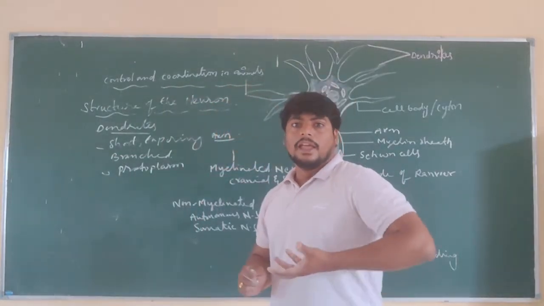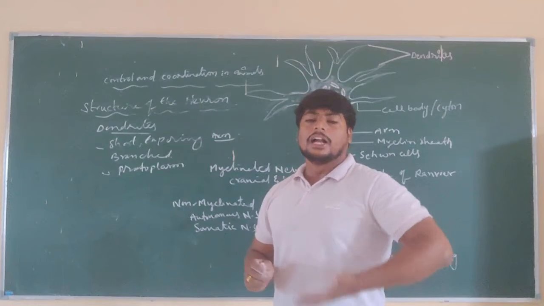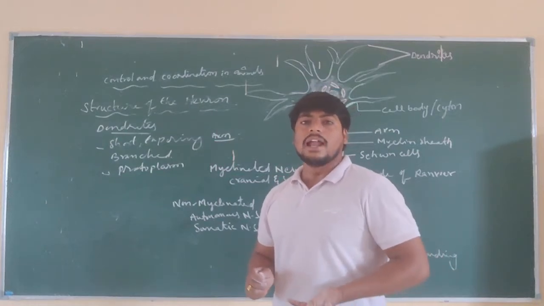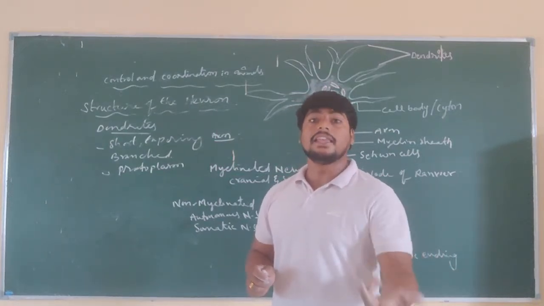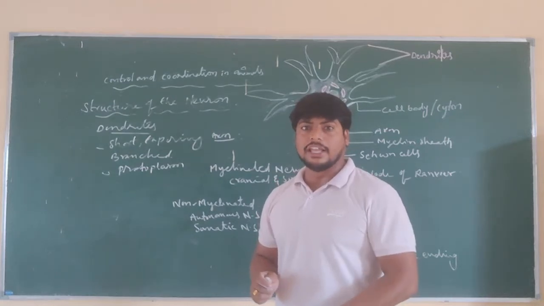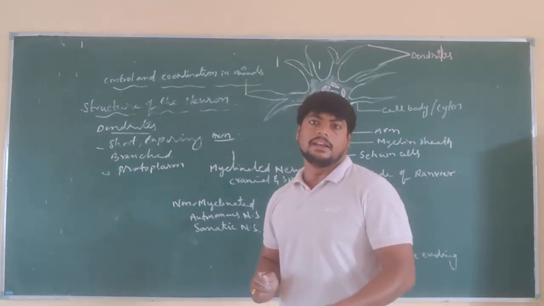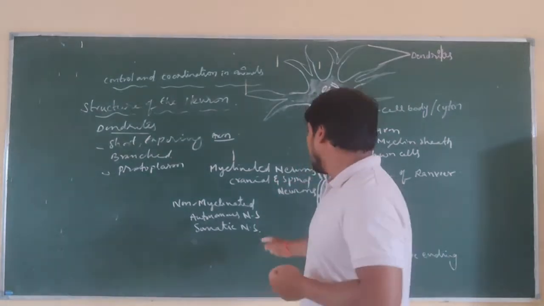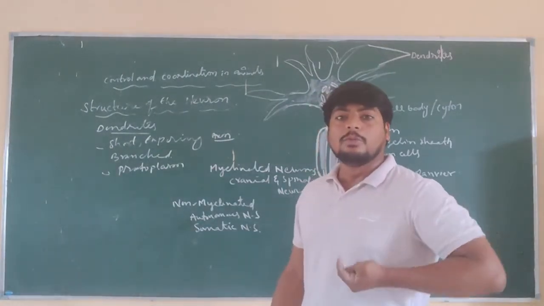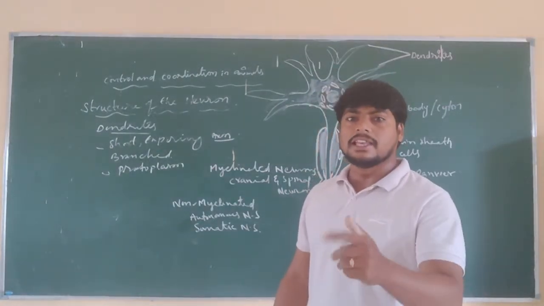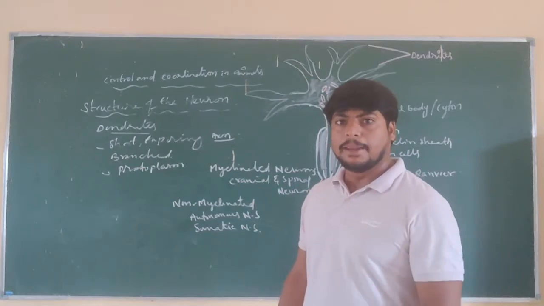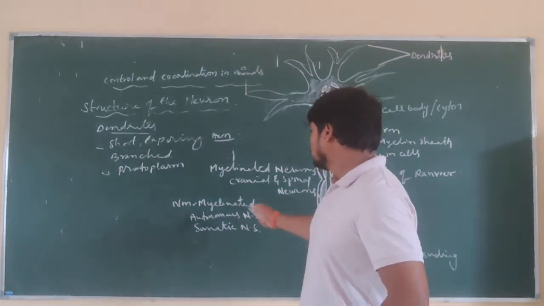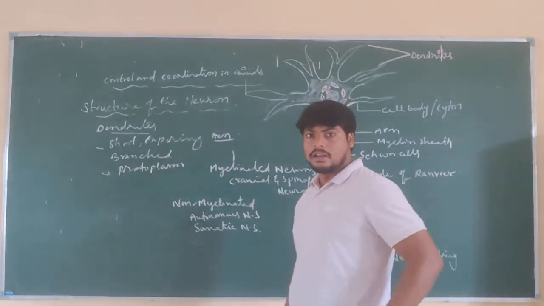For example, when food enters our body, automatically the digestive gland secretes the digestive juices. That is, autonomously they are functioning without any instructions by the brain. That is autonomous. And the somatic nervous system helps in movement of the muscles, especially skeletal muscles. Those are the important types of nerve cells.